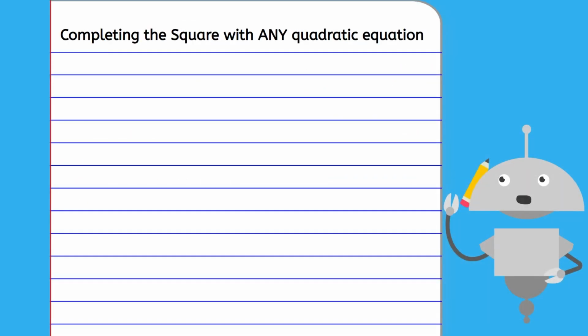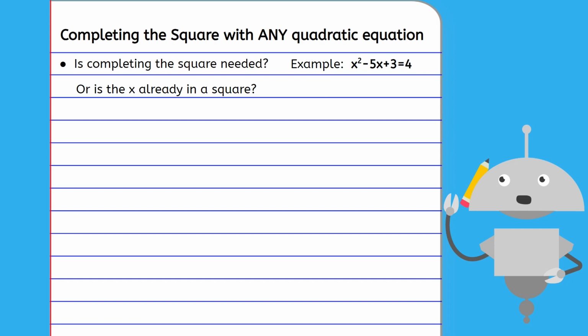In this lesson, we solved equations that started off looking very differently, but with some algebraic work, we were able to get them ready for completing the square. Remember also that some equations we solved already had the square completed for us. So a good first step is to ask yourself, is completing the square actually needed? Such as it is in x squared minus 5x plus 3 equals 4? Or perhaps the x is already in a square, like it is in x minus 5 squared plus 3 equals 4. In cases like that, there is no need for completing the square, and just using inverse operations is often enough to solve the whole equation.